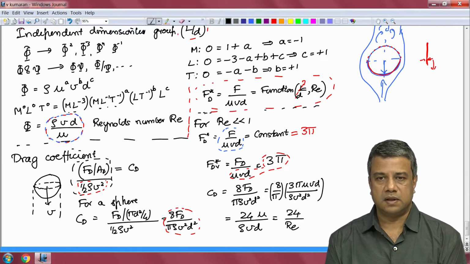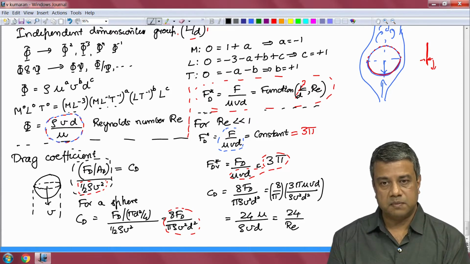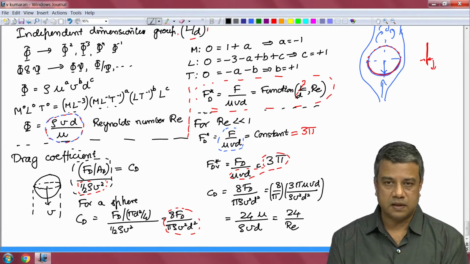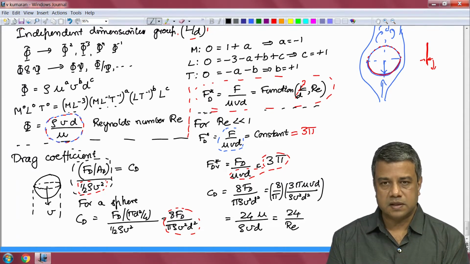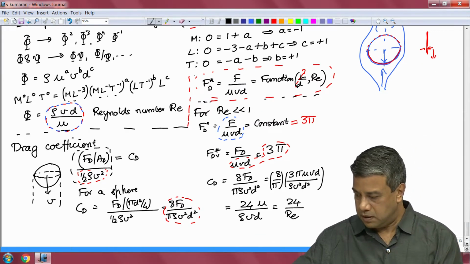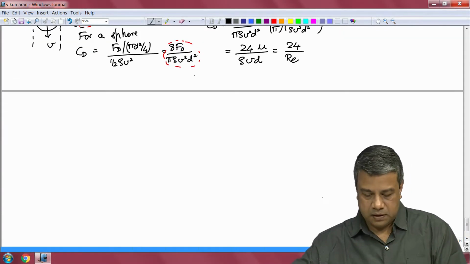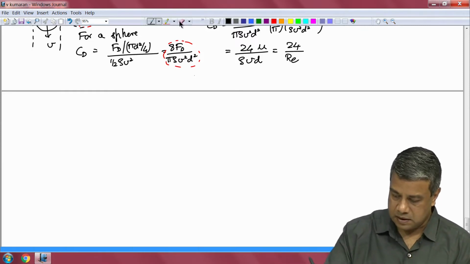So, the drag force when scaled by inertial scales in the limit of low Reynolds number will be proportional to 1 over Reynolds number. When you scale it by viscous scales, it will approach a constant value. We will come back to this discussion of the drag coefficient later, because we will see this in some detail as we go through the course. Let me go through some other problems using dimensional analysis.